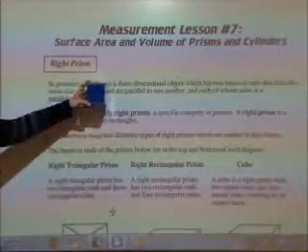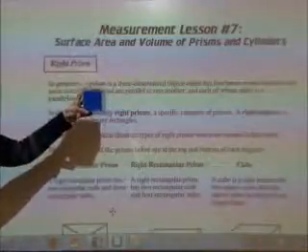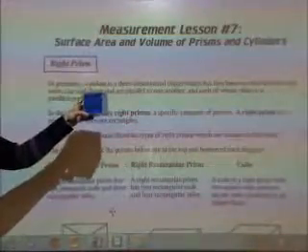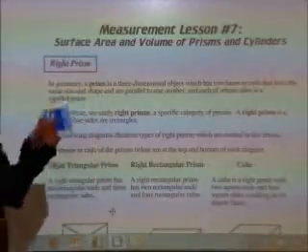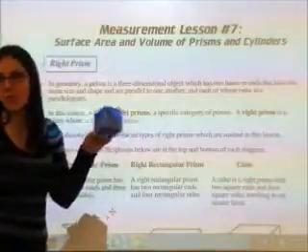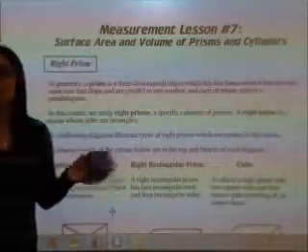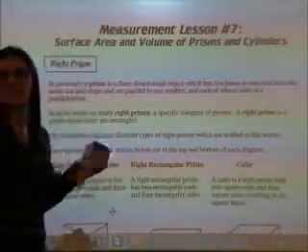This is a right prism because it makes a 90-degree angle when I set it on the ground. An oblique prism tilts over. So it looks like this, it just looks like somebody stuck it to the ground and then was able to push it and slant it over. The Leaning Tower of Pisa would be an oblique cylinder. So it's not a right cylinder, it leans over.